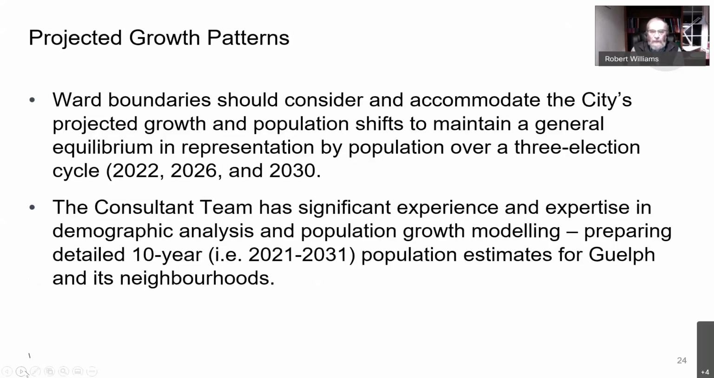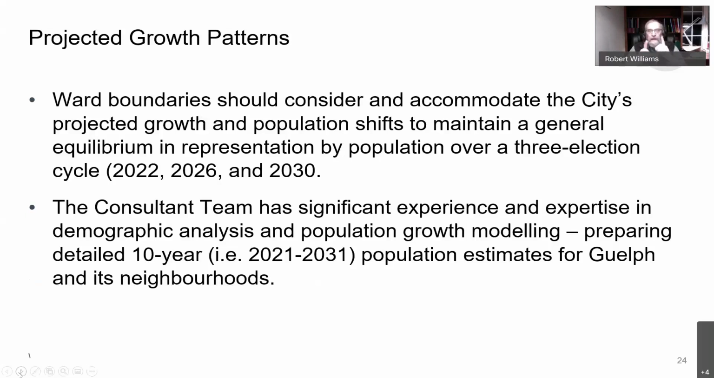That is in some ways the bread and butter of that company that we bring to bear on this, the capacity to provide to the ward boundary review detailed population estimates for Guelph and, more importantly, its neighborhoods. That is the building block for projected growth. We have that reliable information. We will use that to help us develop potential alternative ward systems.